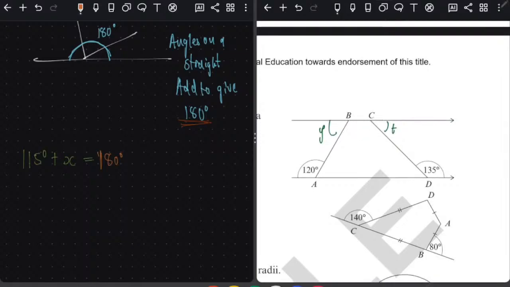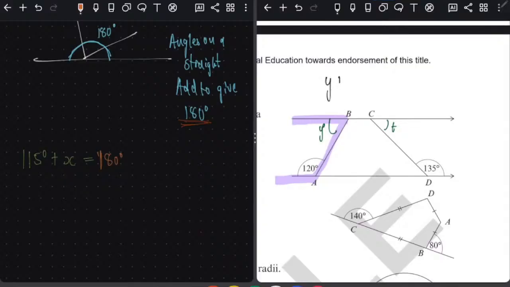In terms of what? 120 and Y are both inside angles, right? So what do they do if they make the letter U? What do they do? They add to give 180. Well done. If they make the letter U, you say Y plus 120 degrees is equal to 180 degrees. Then you can find Y.